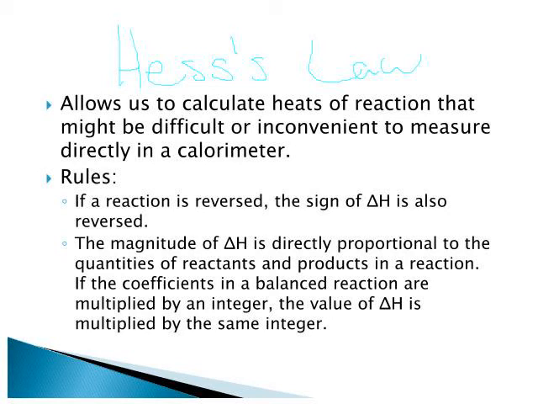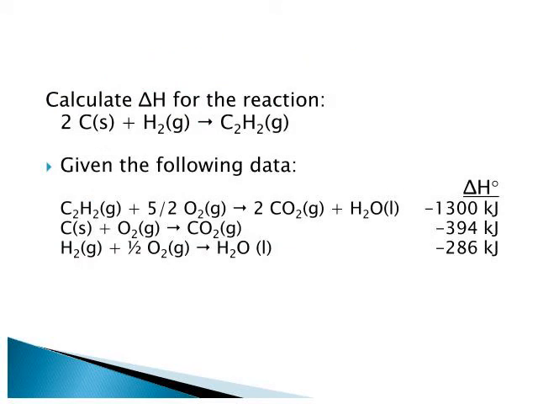So we're going to work a sample problem. Let me get a decent color here. Alright. So here is our problem that we want to do. We want to find out, we've got 2 carbons plus a hydrogen making C2H2. We want to find out what the overall delta H is, how much energy is involved in this reaction. So we go one reaction at a time, do one step at a time.